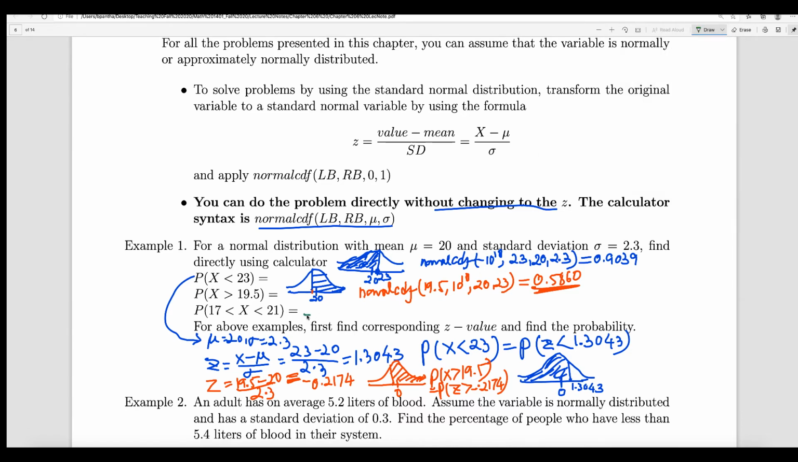So here we have the mean is 20, that is given here, right? And then let's make a normal distribution, and you want to find the probability between 17 and 21. 17 will be somewhere here, 21 will be somewhere here, right? You want to find that area. So how do you do that? Normal CDF, left is 17, right is 21, mean is 20, sigma is 2.3. Okay, if you use that, what do you get?